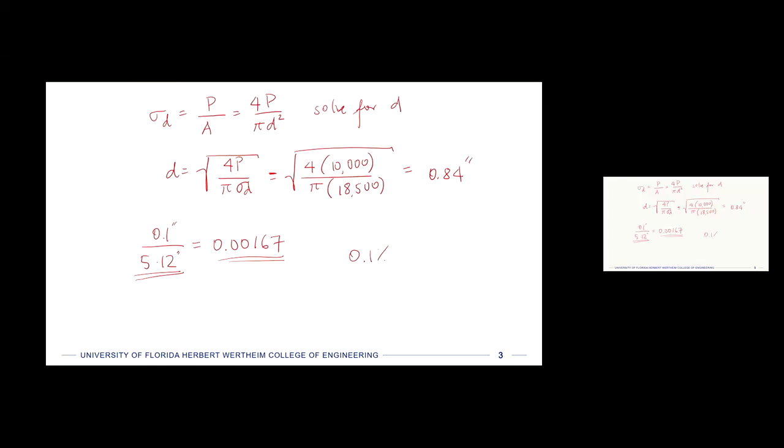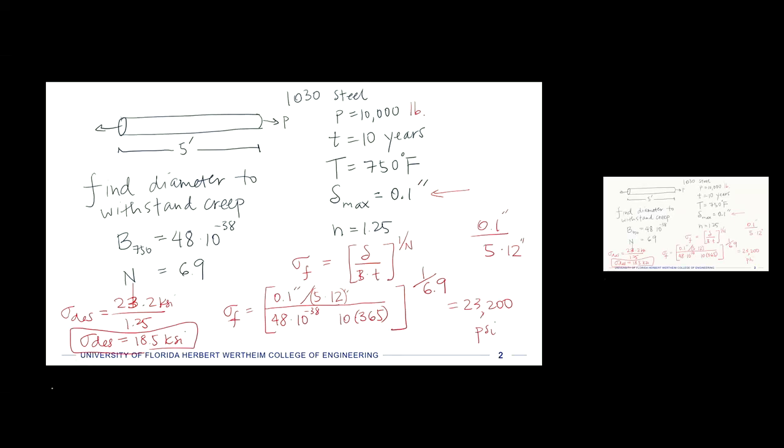Getting a completely different number on the allowable failure stress or whatever. Oh, really? Yeah. I think she didn't convert to hours. It's just days, right? Oh. Yes. T is time in days, it says.